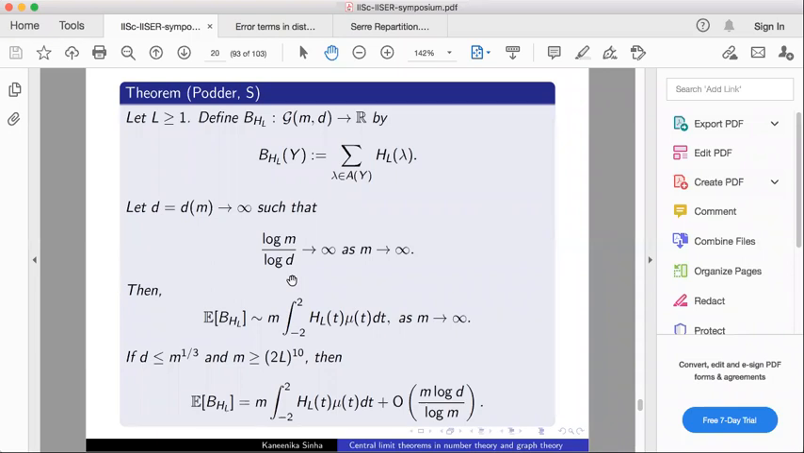Yes, thank you for pointing that out. I should just write D is M to the O of M to the theta, where theta is something less than 1. Okay, thanks. Thank you. Okay. Any other questions? I saw somebody else raise a hand.